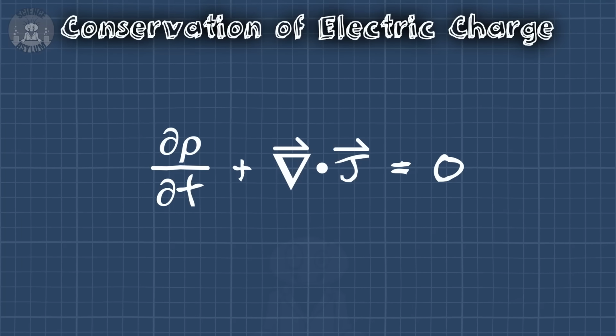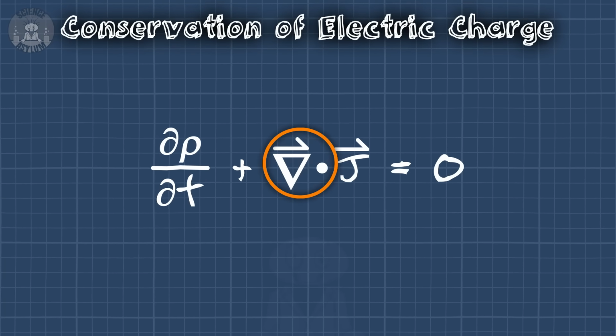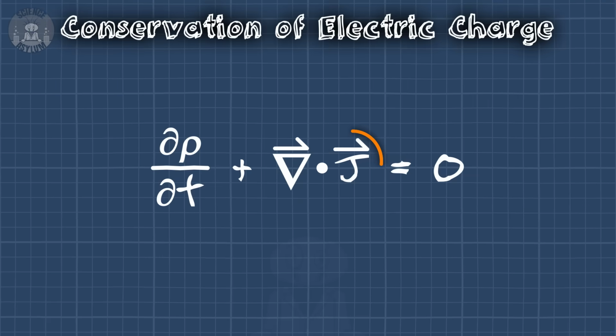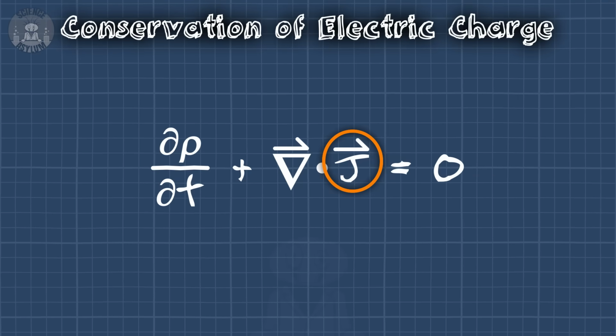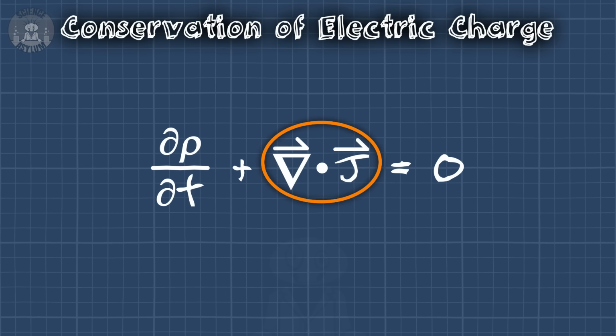Not so bad so far, right? We all kinda understand how density works. Next, this triangle right here means changes in space. When that triangle is followed by a dot, we're only concerned with into and out of a space. For all you math nerds out there, we're talking about divergence. The J is the electric current. Remember, that's just the flow of electric charge. That means this whole thing tells us how much charge is moving into or out of a space.